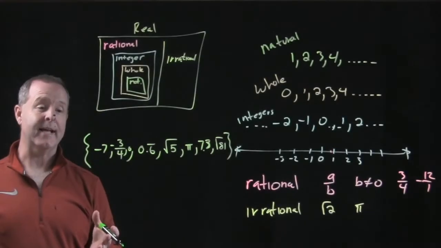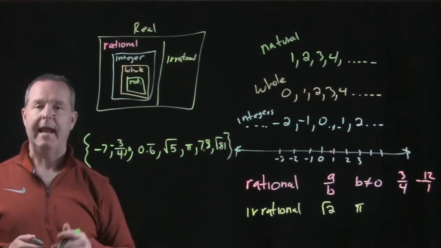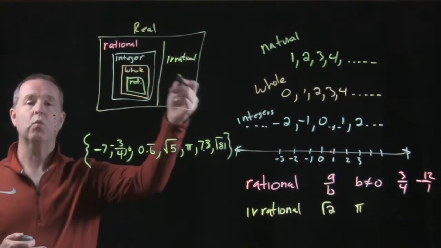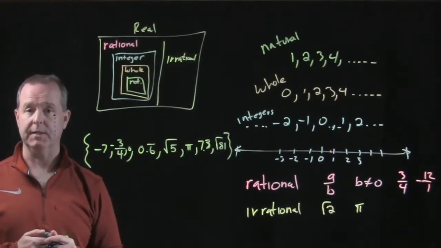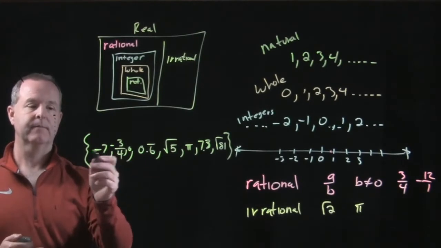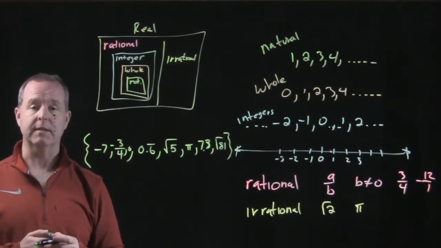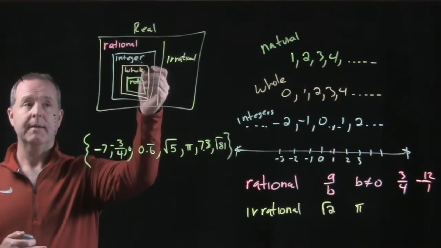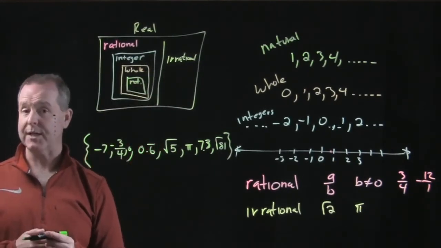So let's look at a set of numbers. Are we able to classify each of those numbers according to which category it falls into? So let's look at -7. -7 is not a natural number, it's not a whole number, but it is an integer and a rational number.